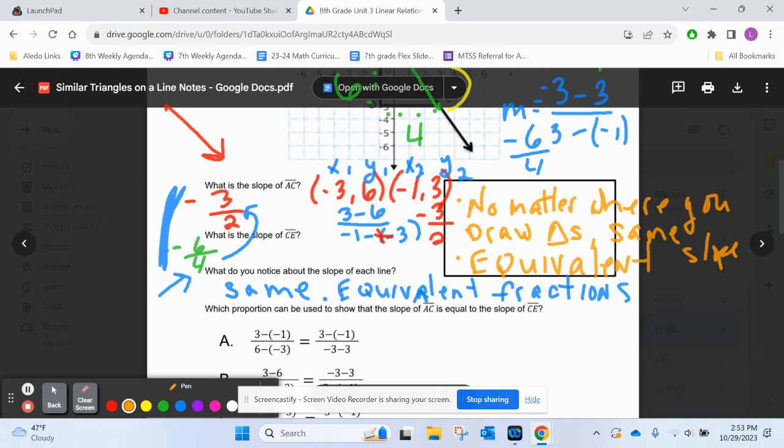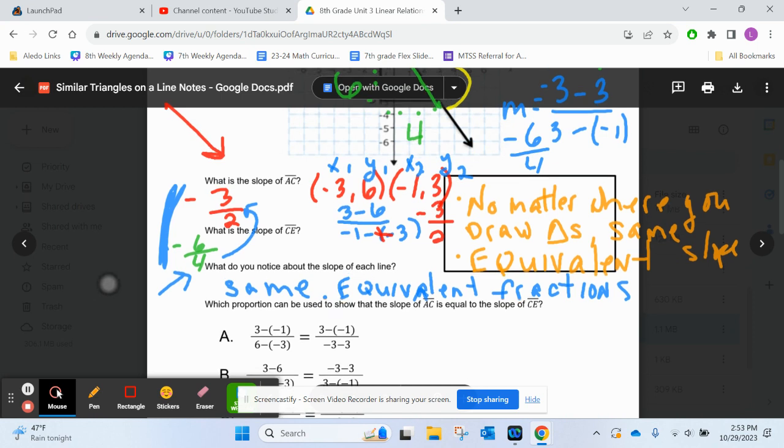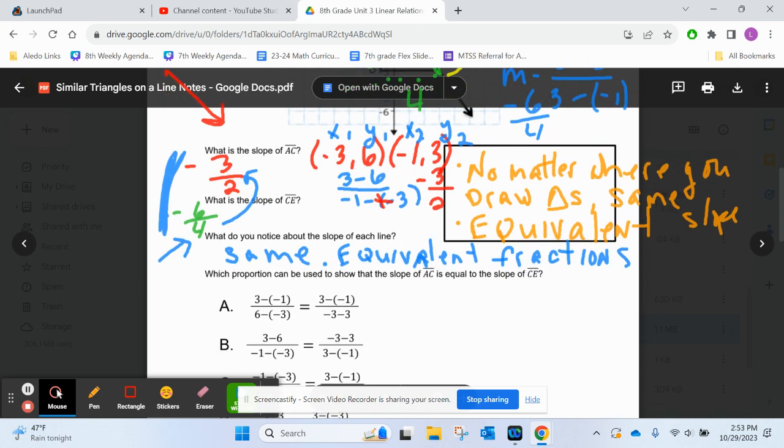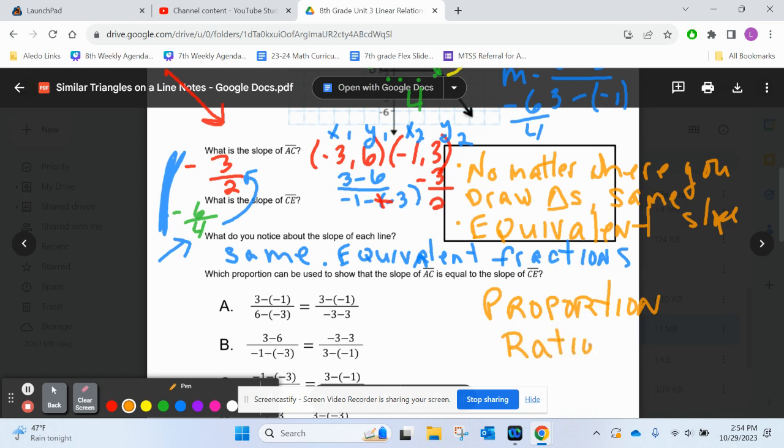And what you're going to notice here down at the bottom in these multiple choice parts is that all of these are being represented with proportions. Okay, remember a proportion just says that two ratios, and that's what slope is, are equal. That's just showing our equivalent fractions. We know that -3/2 is equal to -6/4. They're equal. They are proportional. Okay, so take a minute, make sure you have everything written down. Pause the video if you need to.